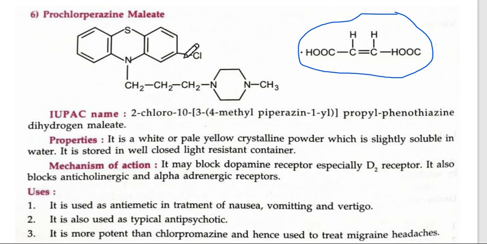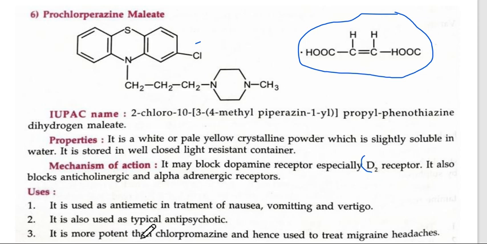Okay, it is a white or pale yellow crystalline powder. It is slightly soluble in water, and is stored in a light resistant container. It may block the dopamine receptor, especially D2. It also blocks the anticholinergic and alpha adrenergic receptors. Again, the same, it is used as an antiemetic in the treatment of nausea, vomiting, and vertigo.